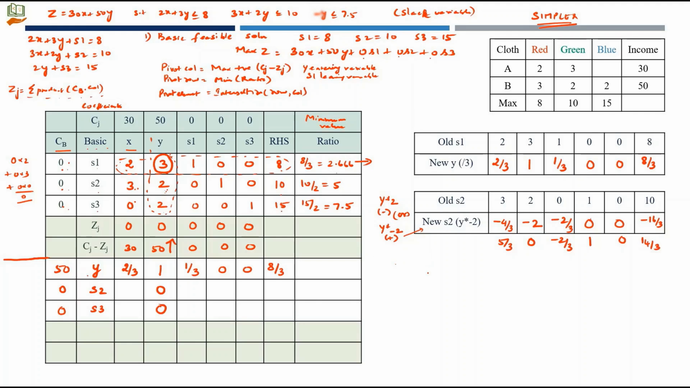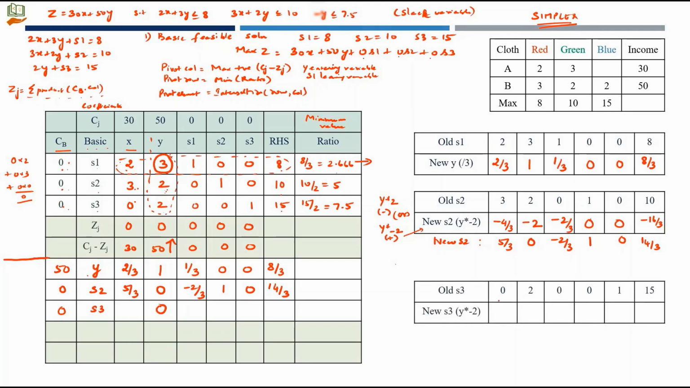This is the new S2 row. So let's fill 5 by 3, 0, minus 2 by 3, 1, 0, 14 by 3. Now we have to find the same thing for S3. I have to make the second column 0. I will take the old S3 value 0, 2, 0, 0, 1, 15.